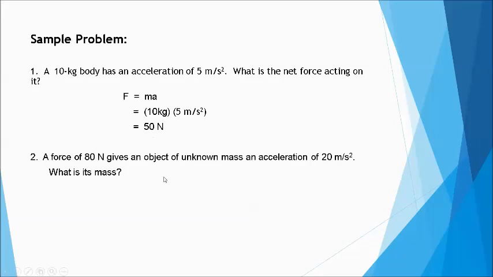Another example. A force of 80 newtons gives an object of unknown mass an acceleration of 20 meters per second squared. What is its mass? So this time, it is mass that is being asked for. Still with our formula F equals ma, we can rearrange it to come up with a working equation na m equals F over a. Substituting the values given, we have 80 newtons divided by 20 meters per second squared. Our final answer is 4 kilograms. So, let's continue.